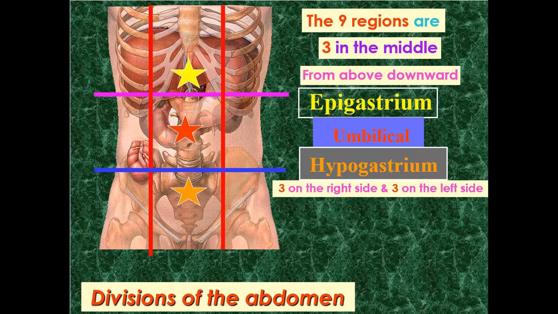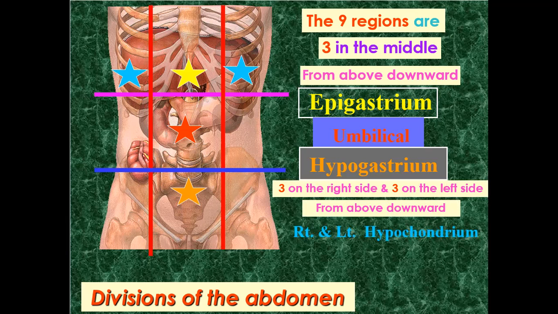Now on the right and left side, the lateral side, from above downwards, there are 2 regions, right and left. This is called the right and left hypochondrium. Chondria means cartilages, so it is below the cartilages. Here is the cartilage, and it is just below the cartilage. So these are called the right and left hypochondrium. The next will be here: the right and left lumbar regions. Then below we have one more, called the right and left iliac region. So these are the 9 quadrants.